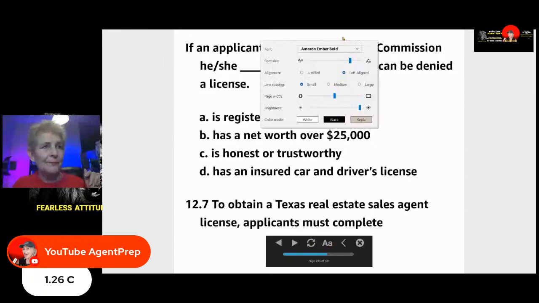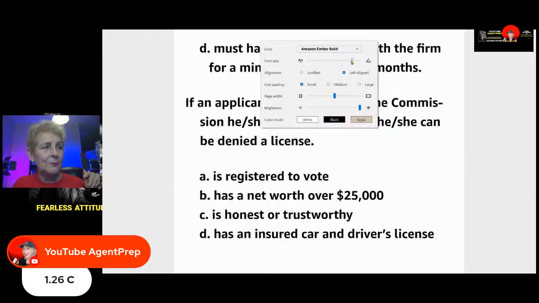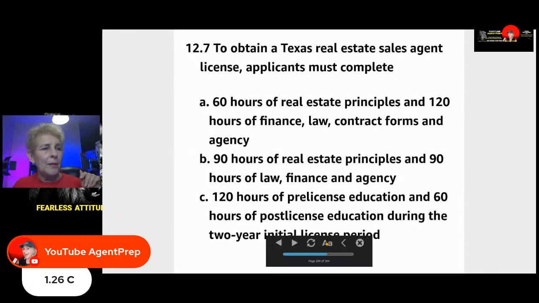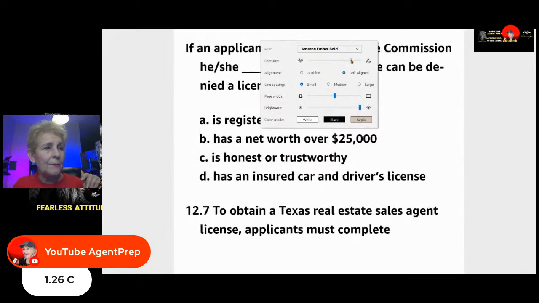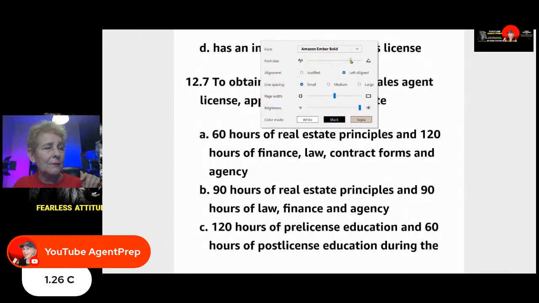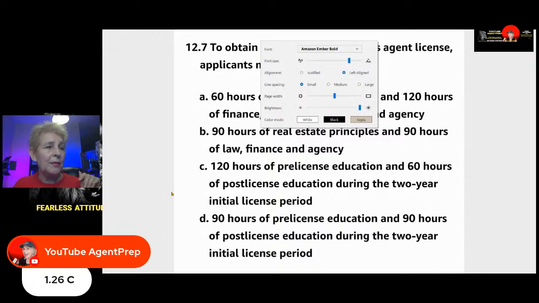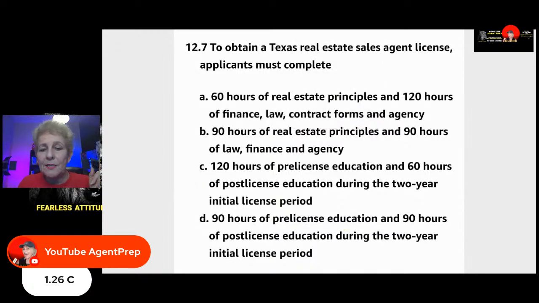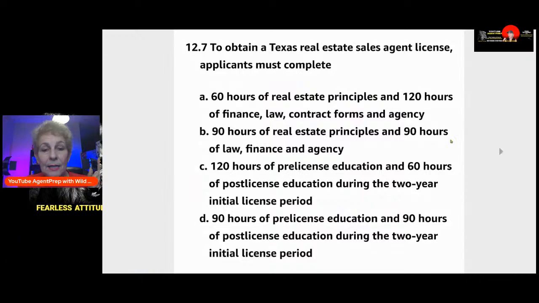Okay, number 7. Oh man, that's a long one. Gotta minimize it some. Okay, there we go. To obtain a Texas real estate sales agent license, applicants must complete what? A, 60 hours of real estate principles and 120 hours of finance, law, contracts, forms, and agency. B, 90 hours of real estate principles and 90 hours of law, finance, and agency. C, 120 hours of pre-licensure education and 60 hours of post-license education during the first 2 years of license period. Or D, 90 hours of pre-licensure education and 90 hours of post-license education during the 2-year initial license period.